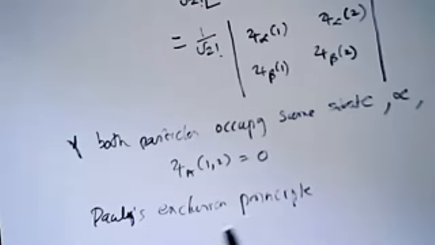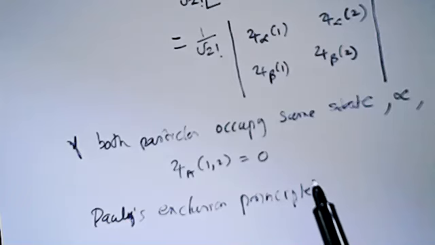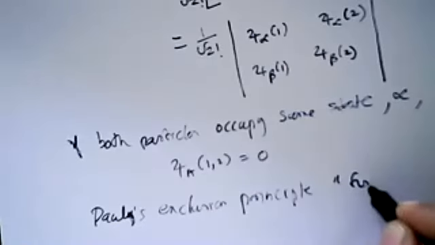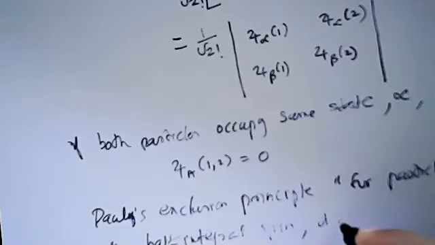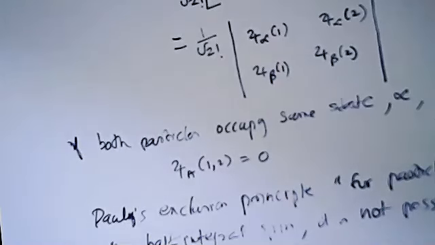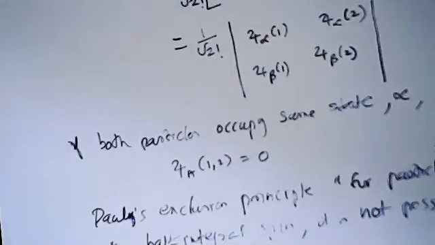So Pauli's exclusion principle says that for particles with half integral spin, it is not possible. What is Pauli's exclusion principle?